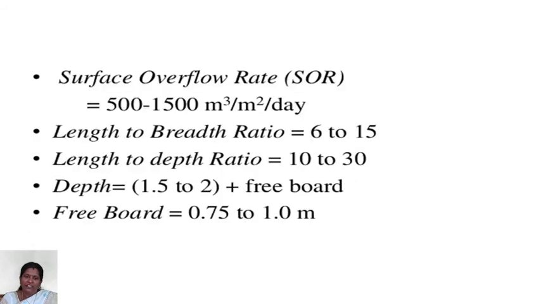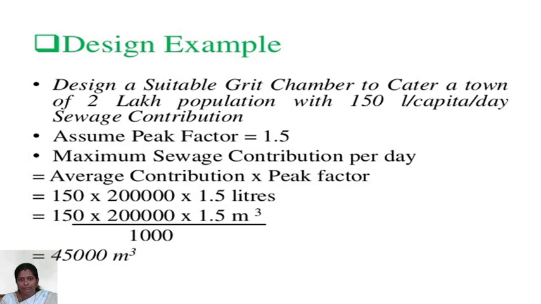d equal to diameter of grit in meters. Then SOR means surface overflow rate, that is 500 to 1500 meter cube per meter square per day. That means per day per square meter, this much amount of meter cube will be taken as surface overflow rate. Length to breadth ratio is taken as 6 to 15. Length to depth ratio is taken as 10 to 30. The depth is taken as 1.5 to 2 plus freeboard. Freeboard provision is always taken as 0.75 to 1 meter.